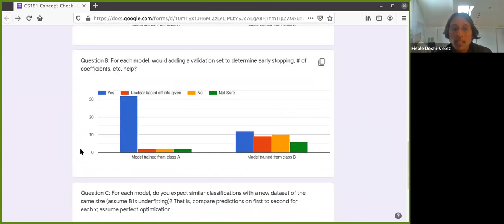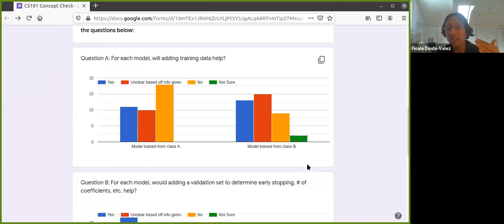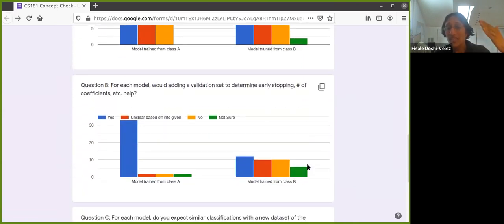For the second question, you can read this question as, would doing something fancy help? And a majority of the folks are saying yes. If the model is overfitting, it has high variance. We just talked about things that might help, like regularization and ensembles. So it seems reasonable that doing something fancy might help. Again, the model trained from class B is probably not the best fit for the data, and doing something fancy to that is probably not going to help, because the issue is probably coming from bias.